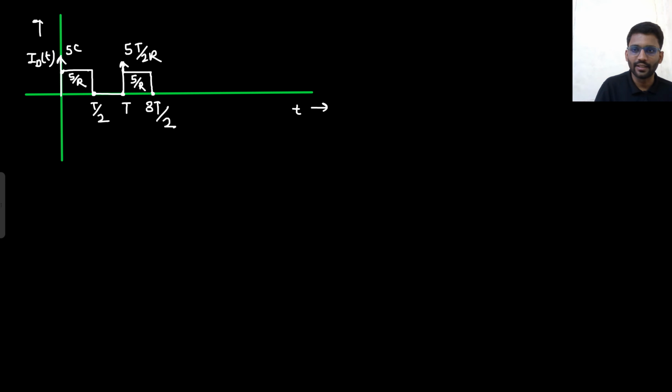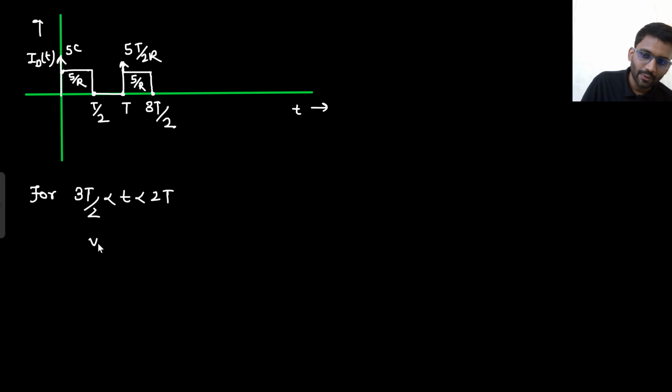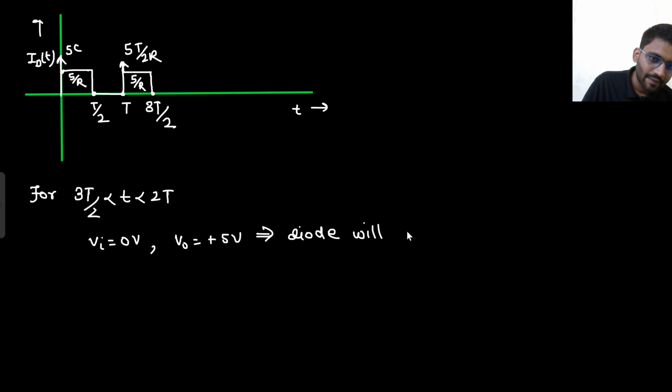So we can see it here. For 3T by 2 to 2T, input is gone. Your V0 is at 5 volt. That means your diode will be off. That means your ID will be 0 ampere. And what will be the scene? This is the capacitor.